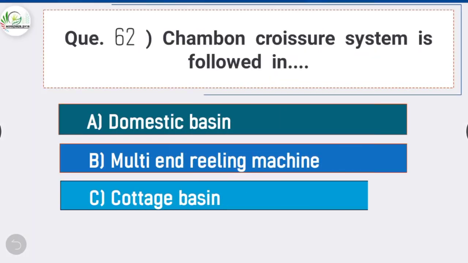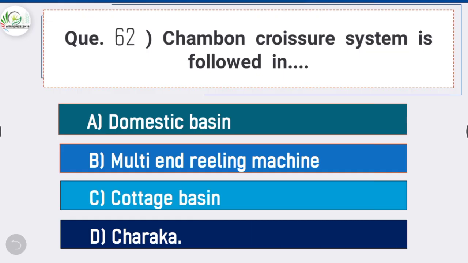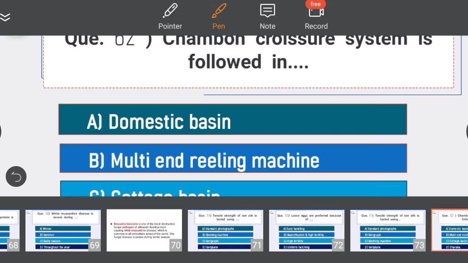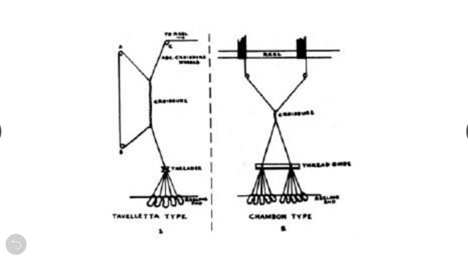Question number 62. Cambon crosses system is followed in, and the correct answer is charka. The intertwining or crossing of two threads is made by twisting the threads in a series of spirals during its passage from the threader to the reel. This mechanism is called as croiser.